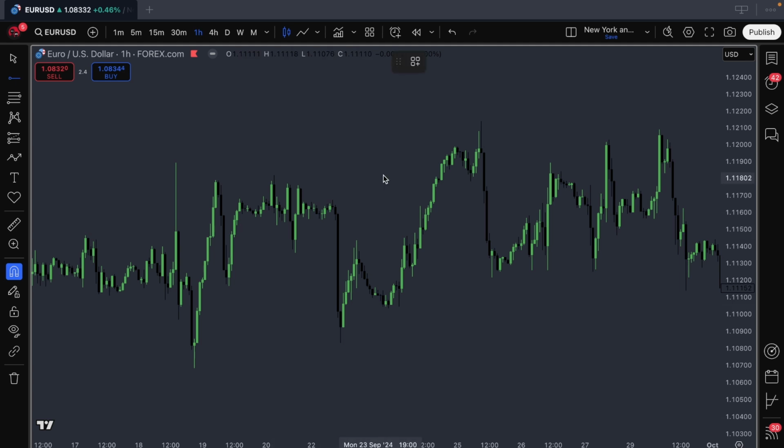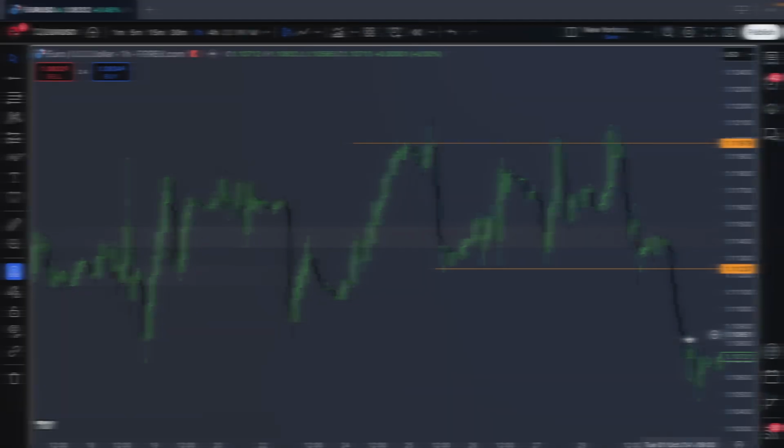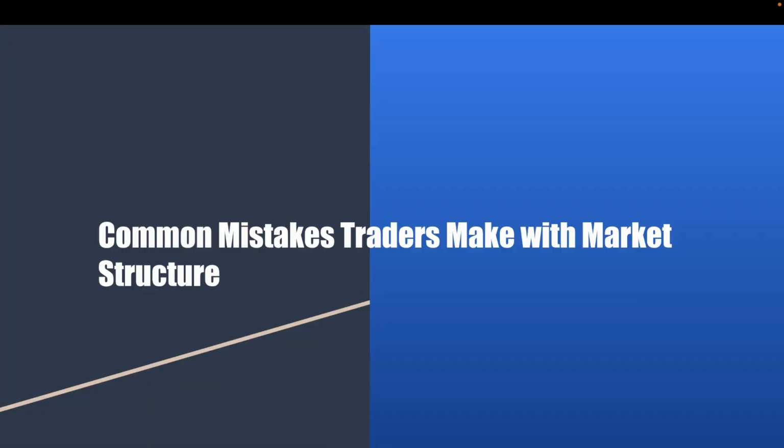So every time it takes this area, you could have sold, and every time it tagged around here, you could have bought. But the best way is to wait for a breakout like what happened here, and then you have a clear chance. Common mistakes traders make with market structure.